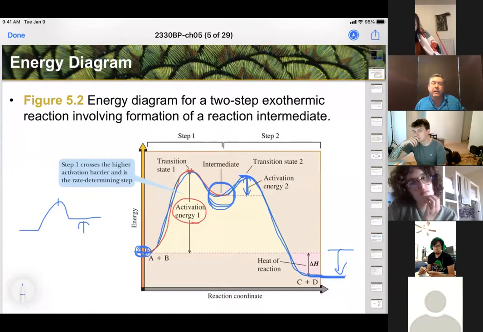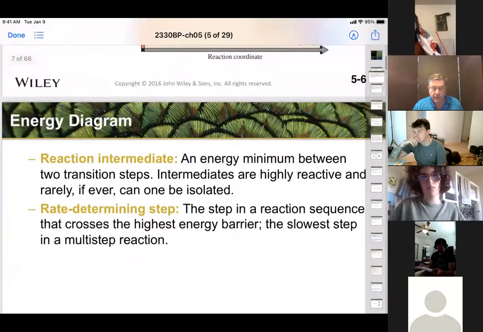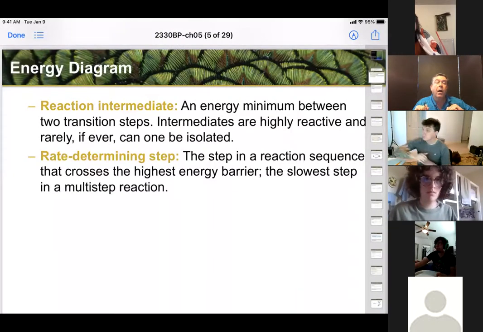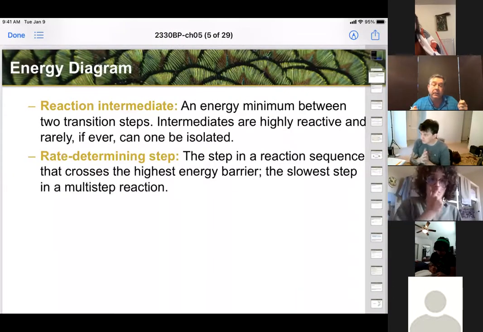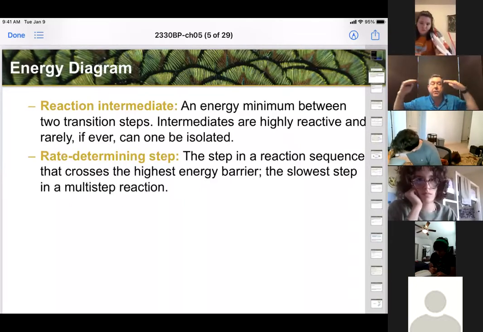So that's a great thing about the energy diagram. It teaches us how the reaction is progressing with this nice visual cue, okay? And so the two things we have on that two-step diagram are the intermediate, which is a high energy reactive material that is in between the two transition states. And the last thing I want to do is talk about the rate determining step.